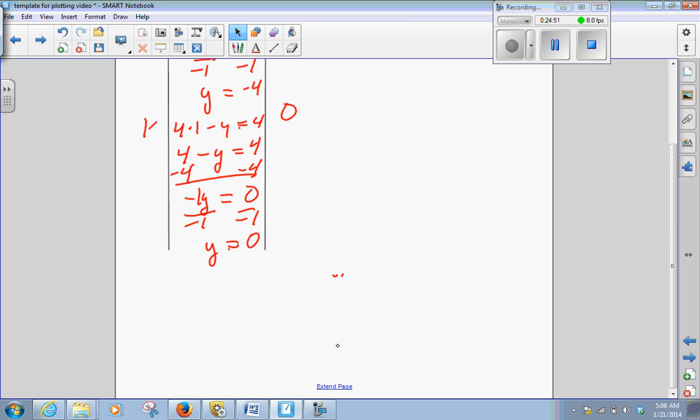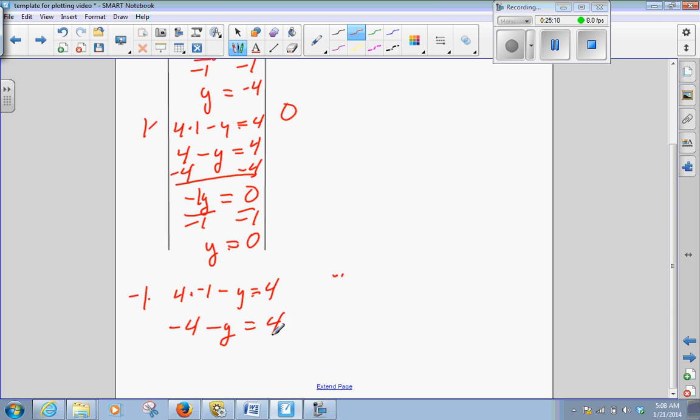And now let's pretend that it's a negative 1. So instead of 4 times x, I'm going to do 4 times negative 1 minus y is equal to 4. 4 times a negative 1 is a negative 4 minus y is equal to 4. I got to get rid of that negative 4 with a plus 4. So I've got a negative y is equal to 8. I'm technically dividing both sides by negative 1. So if I divide both sides by negative 1, y is going to be equal to negative 8.